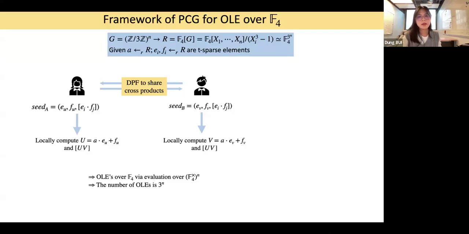To make the hardness assumption hold, we have the public parameter, an element a random over the ring, together with e_i, f_i random over the ring, but they are sparse elements. They have only t nonzero entries. And the framework starts with using the distributed point functions to share the cross product.